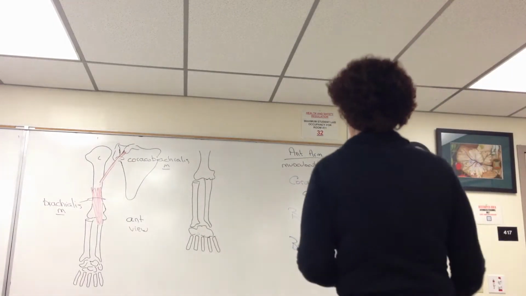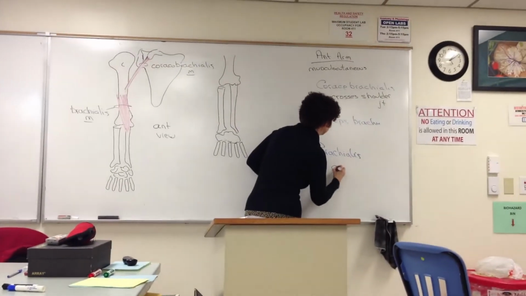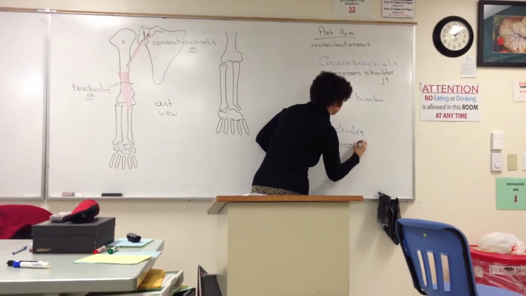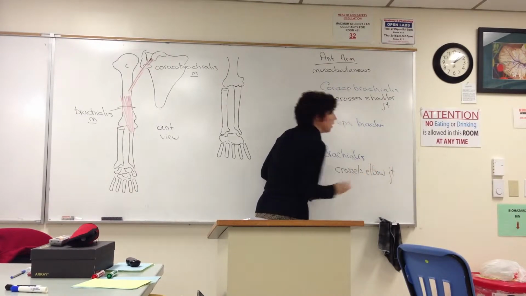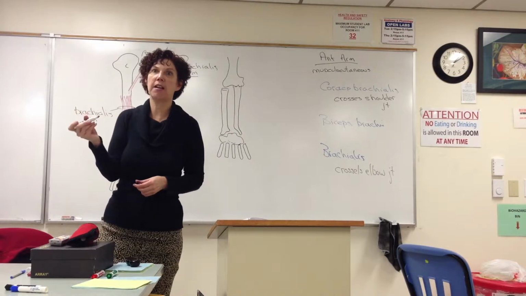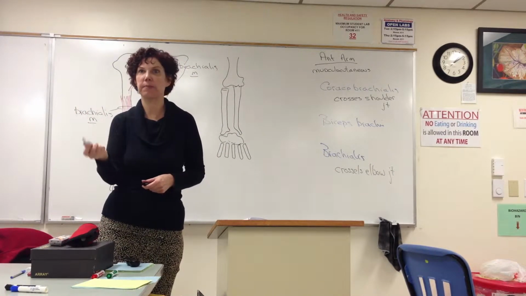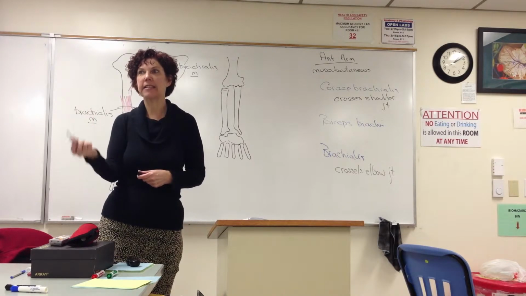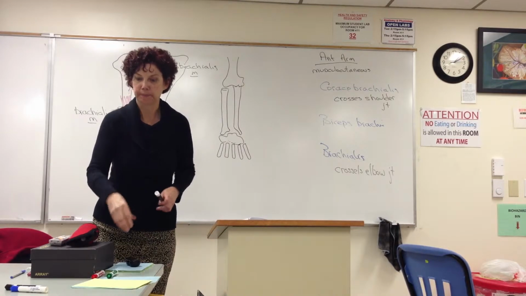All right, so brachialis crosses only the elbow joint. So the only thing it can do is flex the elbow because it inserts onto the ulna, not the radius. It's not going to do pronation or supination. It's the agonist, the strongest muscle for flexing the elbow.